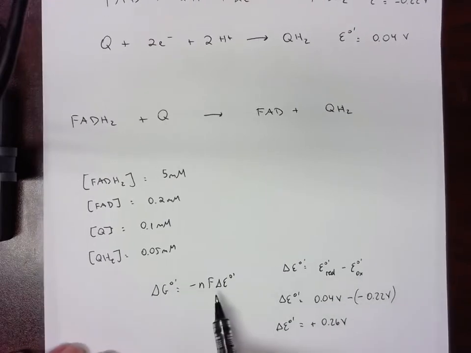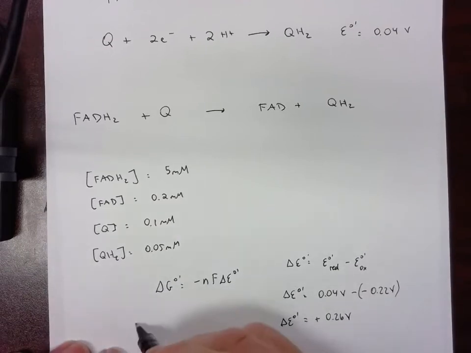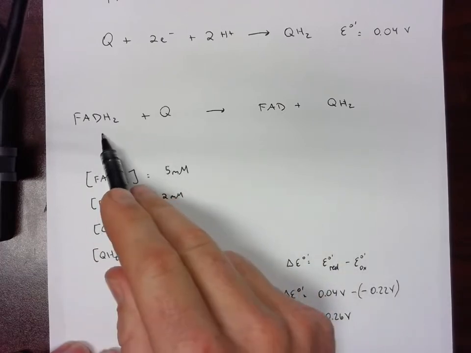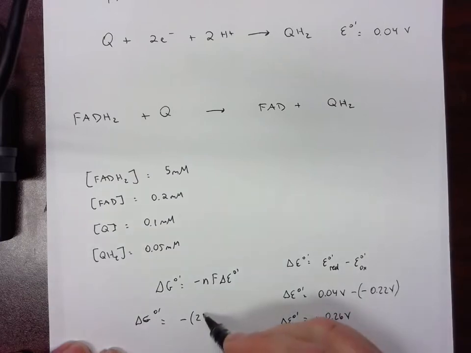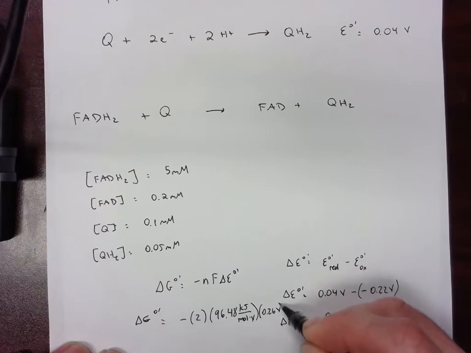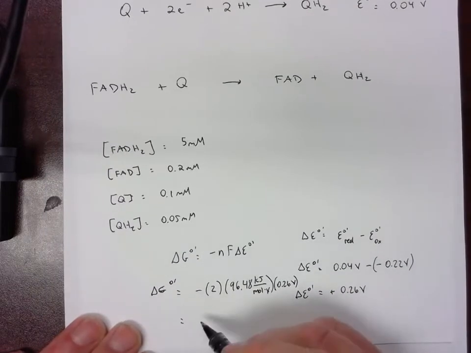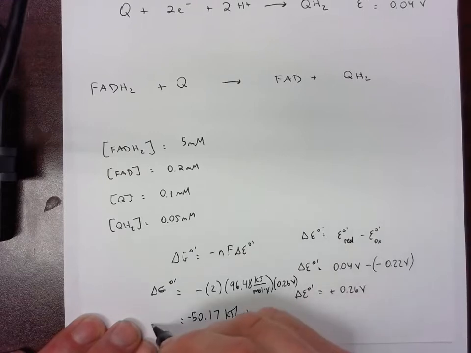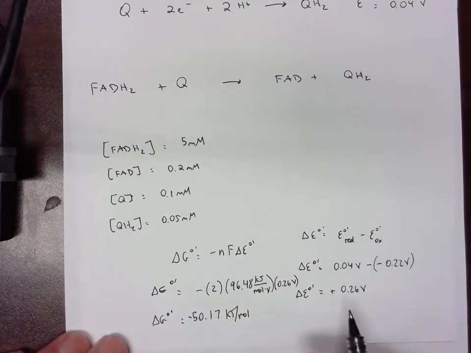When we put this into the delta G, what we end up with is negative N, which is going to be 2. N represents the number of electrons being transferred, and we know that FADH2 carries 2 electrons, and so it will donate those 2 to Q. And then Faraday's constant, 96.48. Units on this are kilojoules per mole volt. And finally, our voltage, 0.26 volts. And then this is going to end up being negative 50.17 kilojoules per mole. So that is certainly very spontaneous under standard conditions.